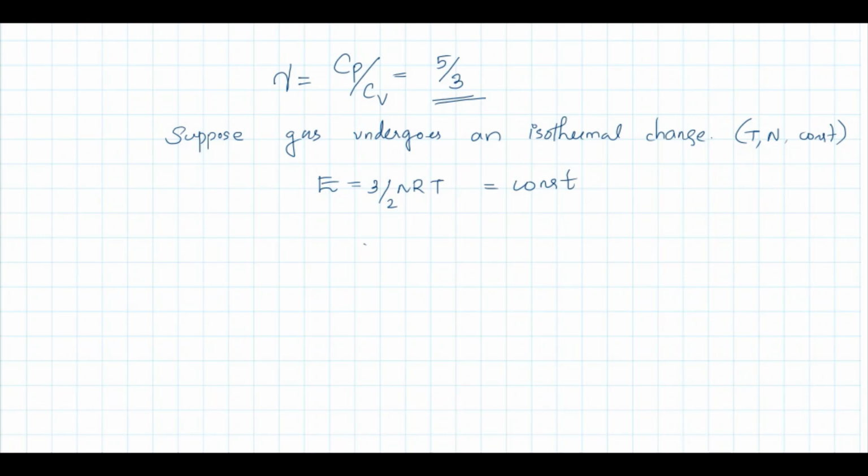So E is constant. That means P is equal to 2E by 3V, which implies P is proportional to 1/V, because energy is constant and 2/3 is a constant. It is nothing but Boyle's law. It is called Boyle's law.